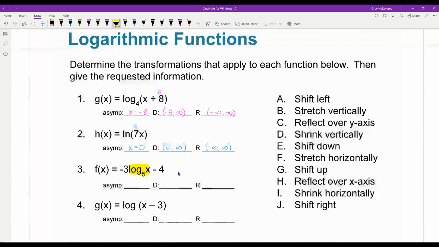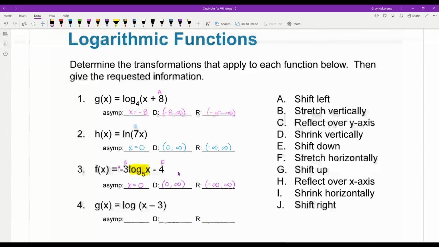So the negative means it's going to reflect over the x-axis, which is h. The 3 is going to stretch it vertically, which is b. And the minus 4 is going to shift it down, which is e. Okay? Again, no change to the x, so my asymptote doesn't change, and neither do my domain and range.